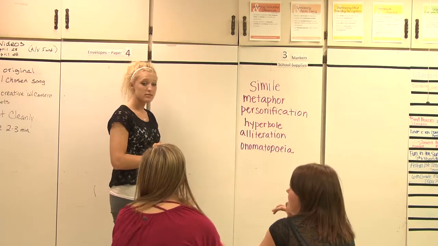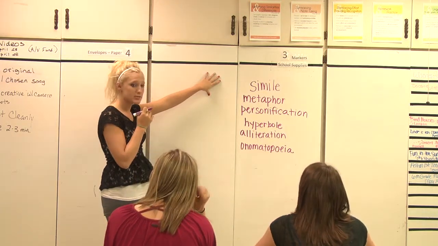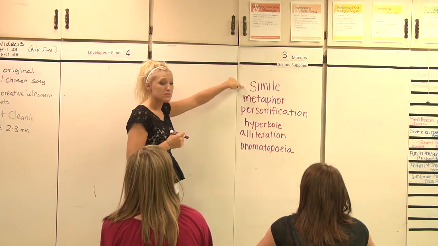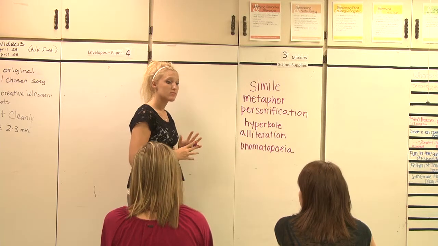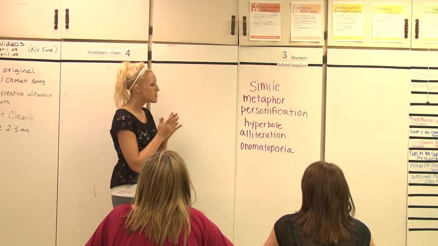All right, I think we discussed all of them? Yeah. Okay, let's direct our attention back up here to the smartboard. We're looking at the first one, simile. Who can tell me what a simile is? Megan? It's comparing something using the words like or as. Comparison using like or as. Good job. What about a metaphor?